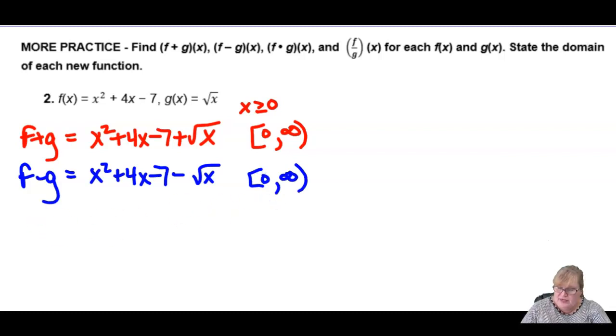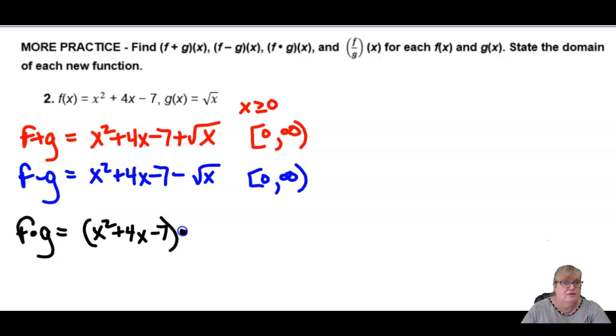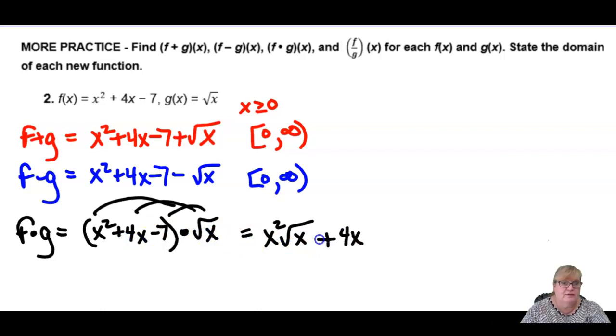And then we have f times g. And this one's going to look messy, but luckily there's nothing really. We're just going to distribute it to all 3 of those terms. So we get an x squared times the square root of x. We're just going to leave it like that. And a 4x times the square root of x. And then a minus 7 square roots of x. Again, it's under a radical, so it's everything 0 and greater.